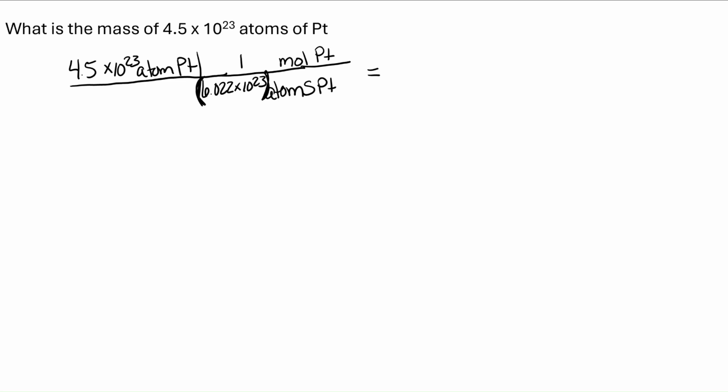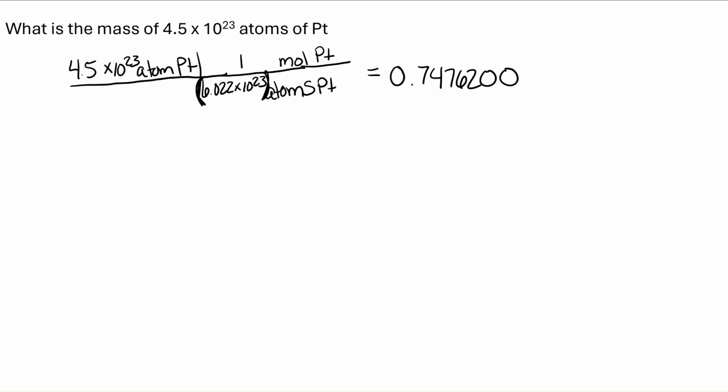All right, so to solve this, I'm going to multiply across the top, divide by the bottom. So 4.5 times 10 to the 23rd times 1, divided by parentheses 6.022 times 10 to the 23rd, close parentheses, and my calculator spits out this value. Okay. Now we have to consider sig figs, right?